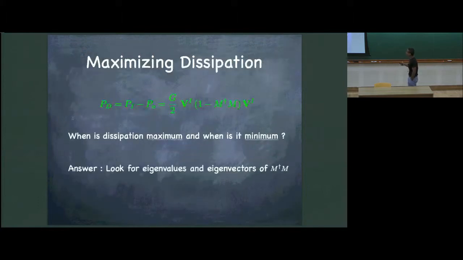So how do you find out what is the maximum power dissipation and what is the minimum? Minimum is simple. It has to be 0. If you impose the same voltages on each branch, then you will get 0 dissipation. But how do you find out what is maximum? There is an easy way of looking for that. You just look for eigenvalues of this. If you prepare an eigenstate of this M dagger M operator such that it has 0 eigenvalue, then you know that whatever power you put in is fully dissipated. The simple way of doing it is just to look for eigenvalues and eigenvectors of this operator.